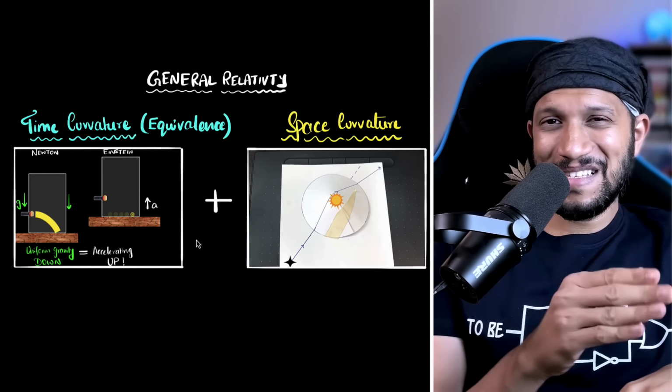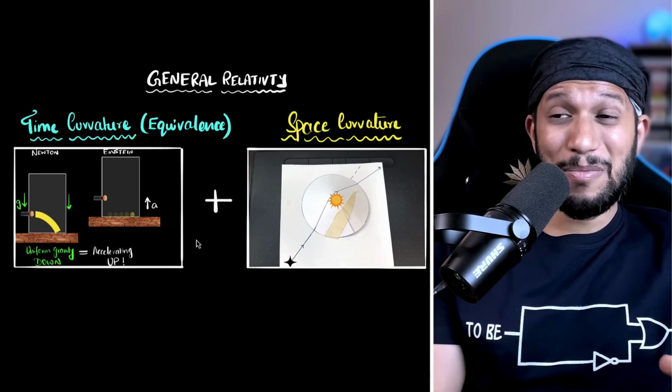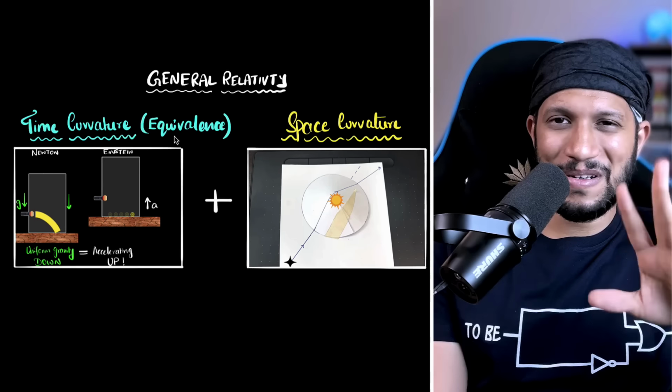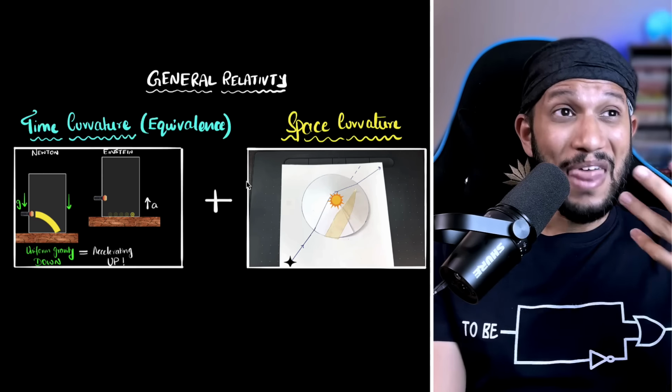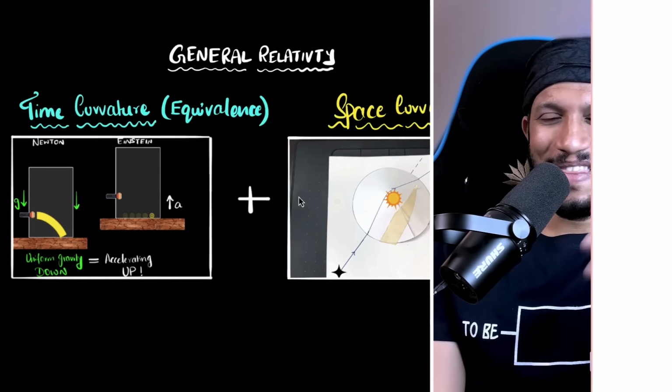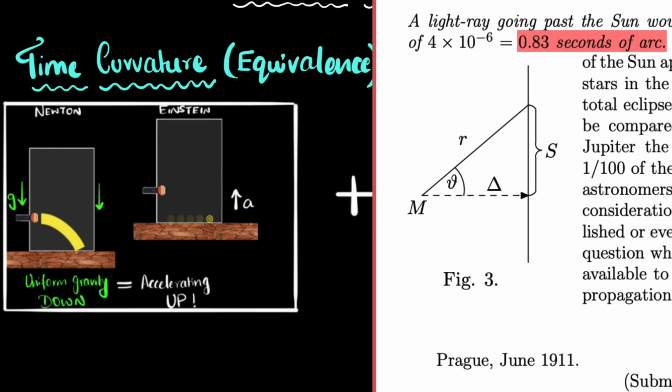And now we can understand Einstein's 1911 blunder. In that paper, he had only considered time curvature and the equivalence principle. He had yet to develop the ideas of spatial curvature. That's why he predicted the light bending will be less than what we know today to be true.